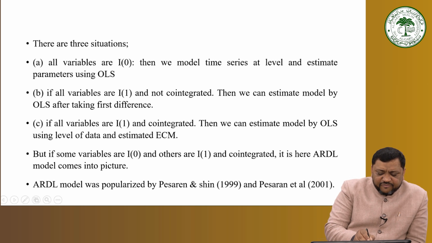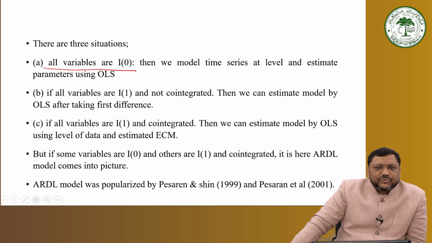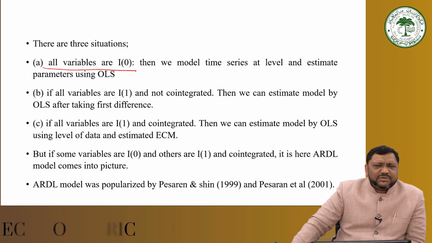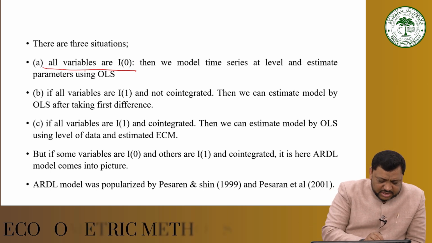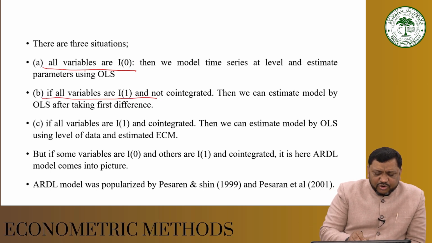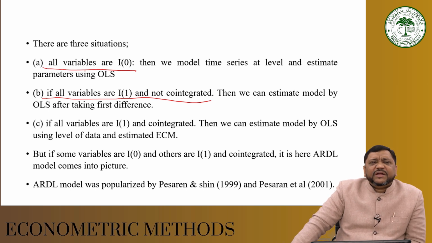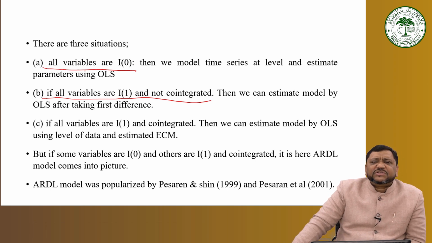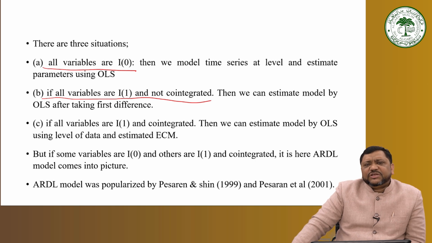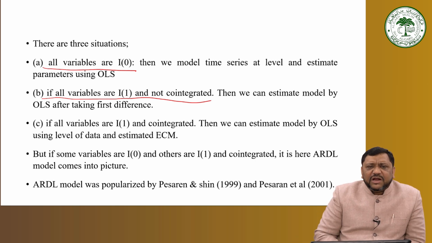First, all the variables are I0. If all the variables are I0, then we model the time series at level and estimate the parameters simply by using OLS. If all variables are I1 and non-cointegrated, then we can estimate this model by OLS after taking the first difference. The reason we take the first difference is to convert the non-stationary time series into stationary. But again, in this case, we are losing the entire long run relationship.